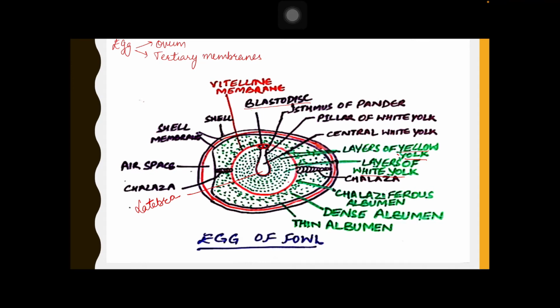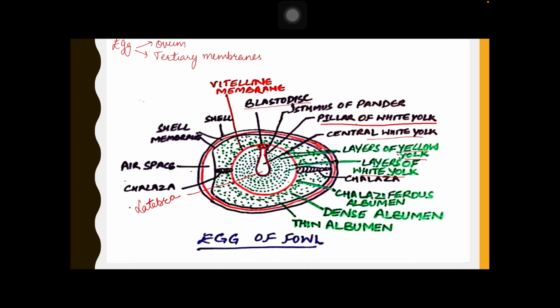Then from this latebra, the white yolk extends in the form of a stalk. In the form of a stalk, it extends further. It is called the pillar of the white yolk, right? This is the central white yolk called the latebra, and the part of the white yolk which extends from the latebra, or the central mass of the white yolk, towards the animal pole is called the pillar of the white yolk.